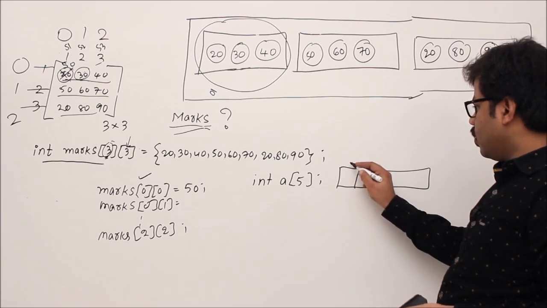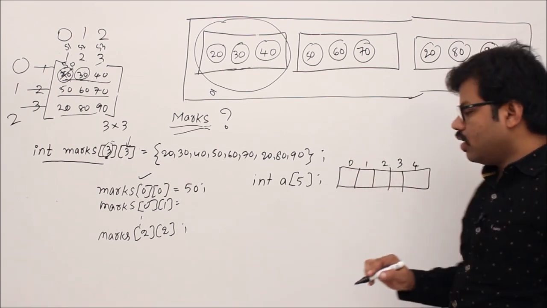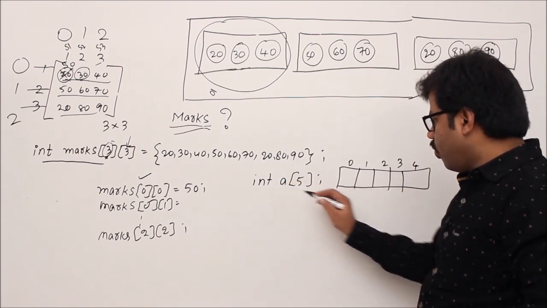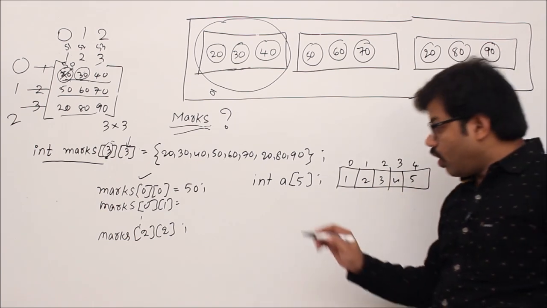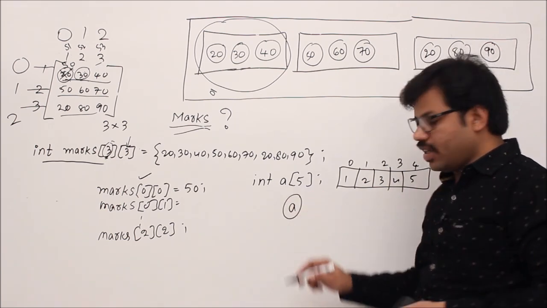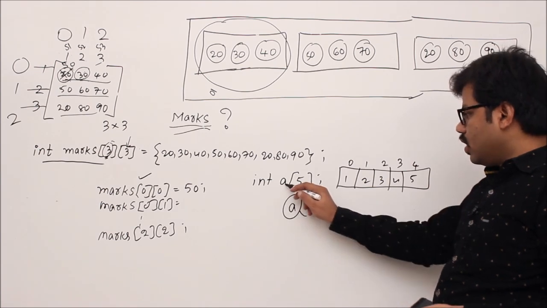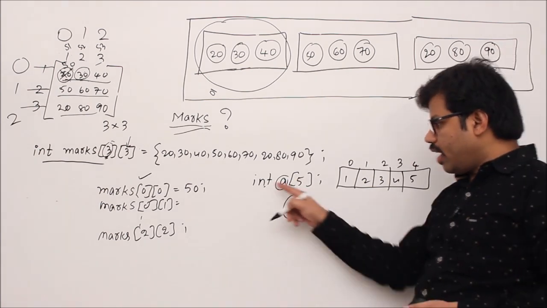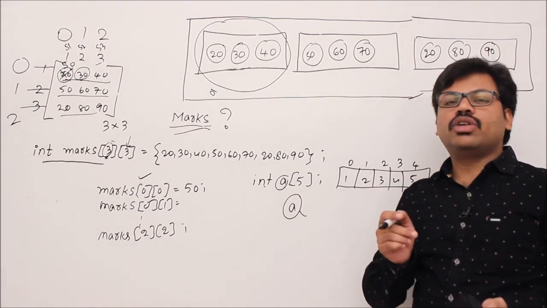Let's say these are 0, 1, 2, 3, 4, isn't it? So integers are objects here. See, int a of 5. For example, the values are 1, 2, 3, 4, 5 for the time being. So what is a here, I will tell you. Here a is a pointer to, as I already told you, integers, correct? Whenever you have a one-dimensional array, a can be imagined as a pointer to integer.